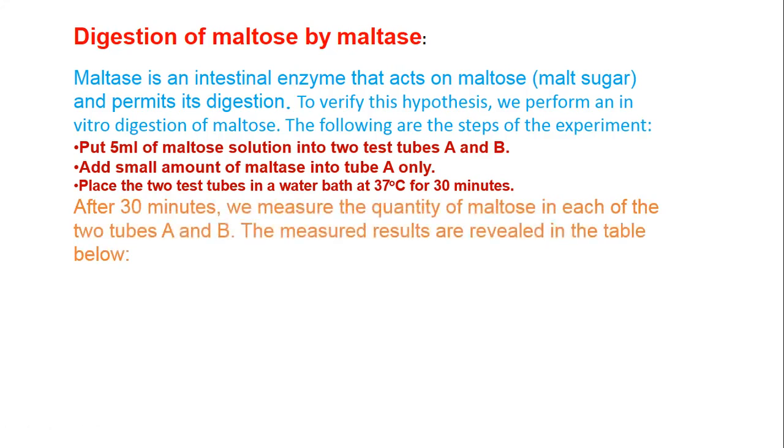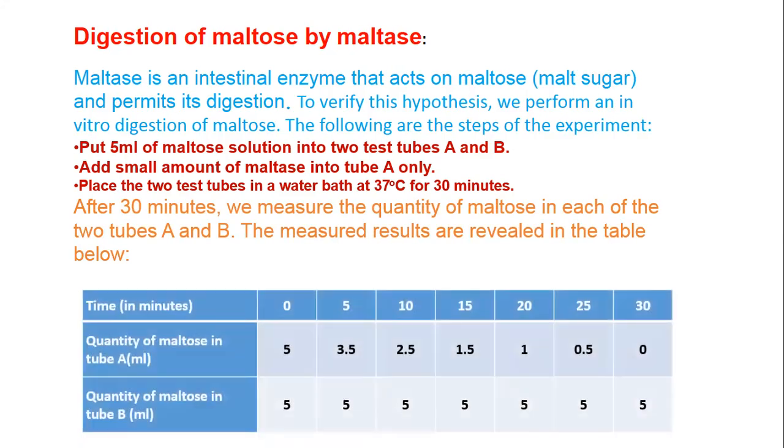After 30 minutes, we measure the quantity of maltose in each of the two tubes A and B. The measured results are reviewed in the table below. Time in minutes starts with 0 to reach 30 minutes. Quantity of maltose in tube A, look at the quantity: it starts with 5 and it ends with 0. Quantity of maltose in tube B, it's still 5.